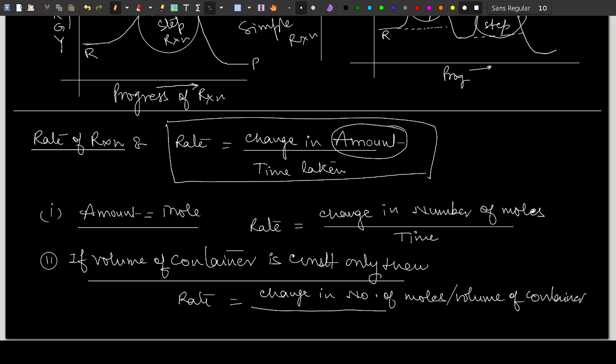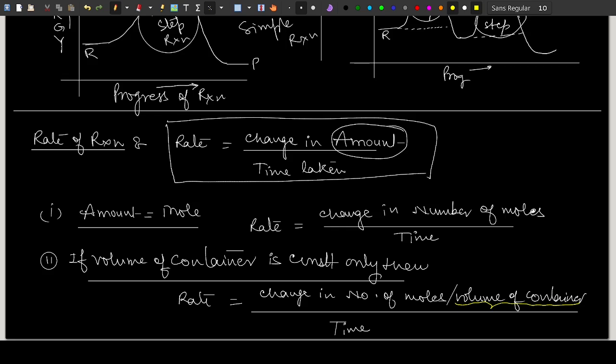Here I wrote change in number of moles, but here I wrote clearly volume of container, because the volume of the container is not changing, it is fixed, it is constant. So we can express the rate in terms of the mole.